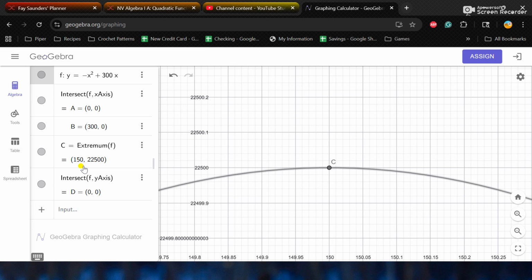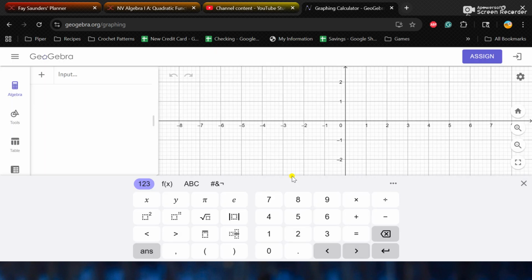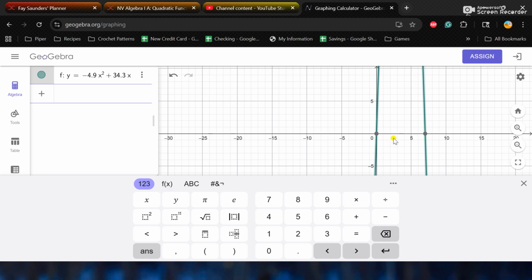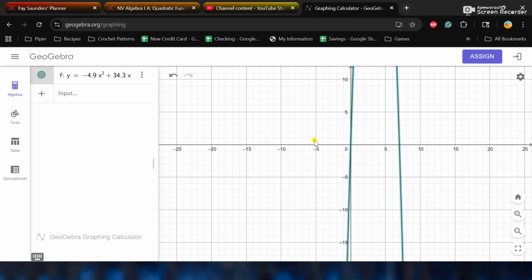Okay. A ball is kicked from the ground at an initial upward velocity of 34.3 meters per second. This situation is modeled by the equation h equals negative 4.9t squared plus 34.3t, where t is time in seconds and h is the height of the ball in meters. Explain the meaning of the vertex and the larger x-intercept of the parabola for this context.